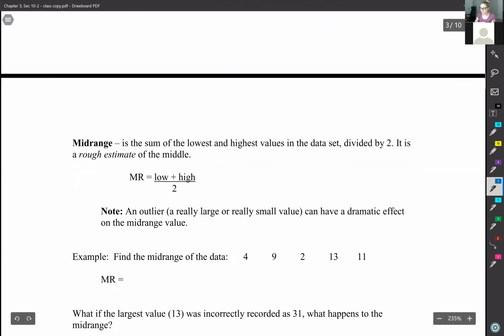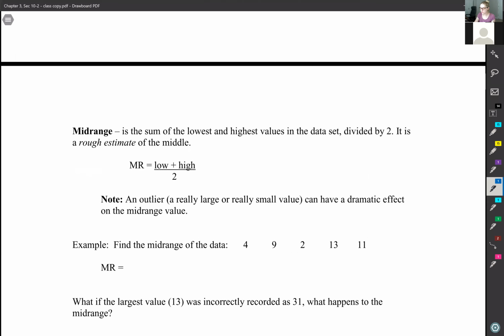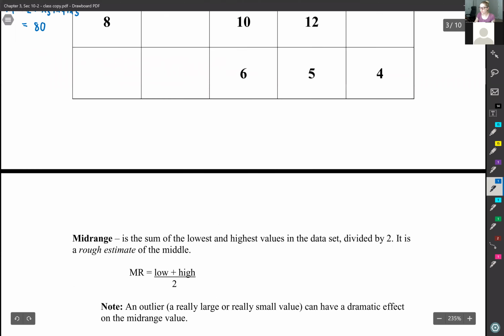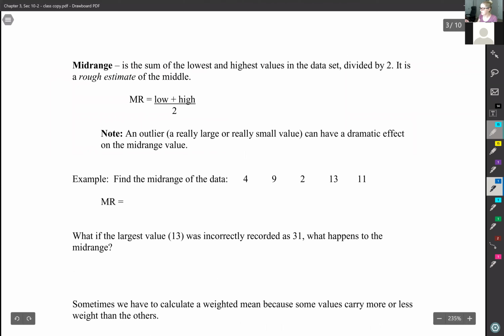Okay, let's continue on, but are there any questions so far? Okay, great. So our next little definition that we're going to go over is called the mid-range. And this is the sum of the lowest and highest values in the data set divided by 2, and it is a rough estimate of the middle. So that's why it's called the mid-range.